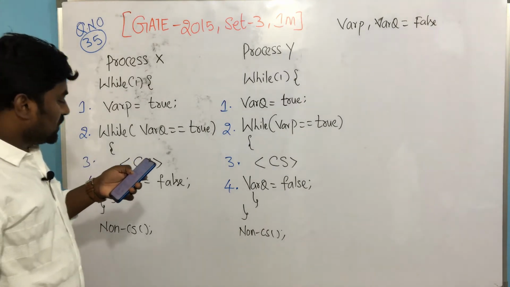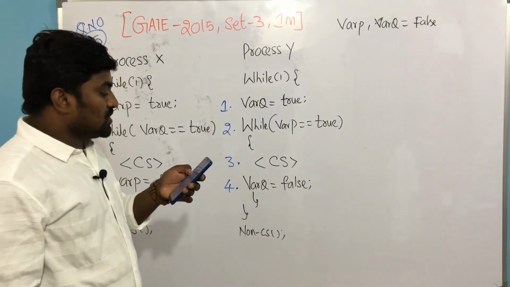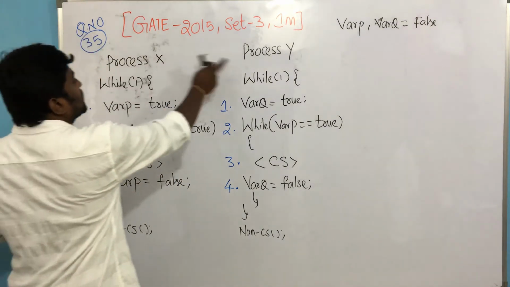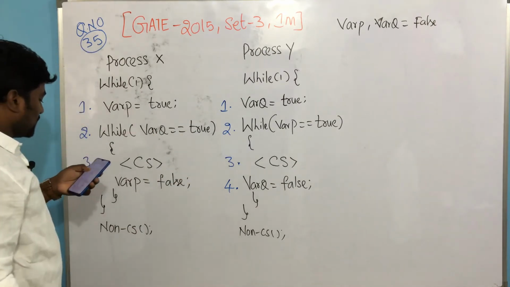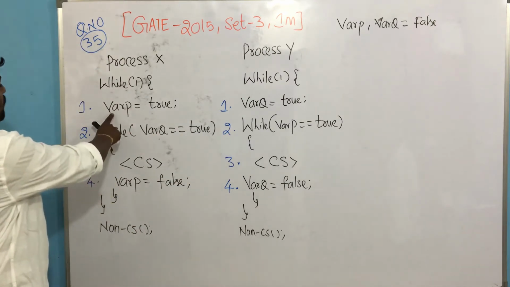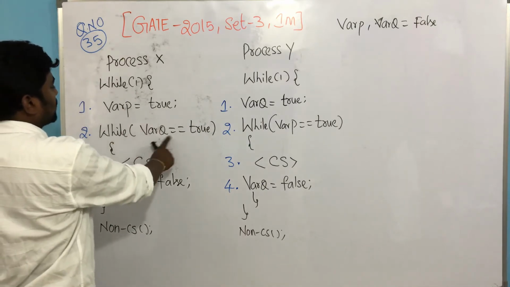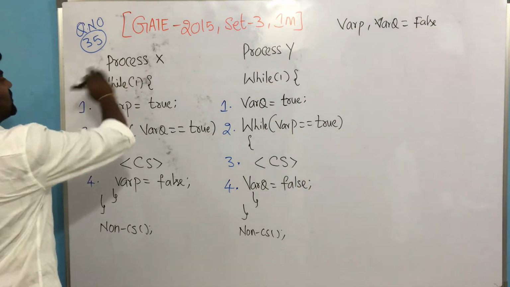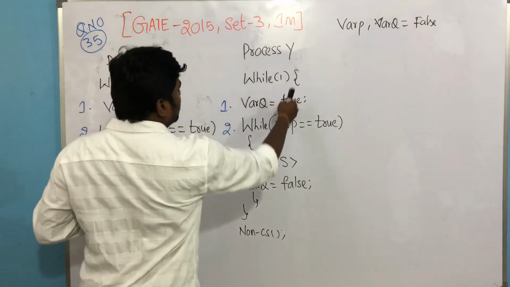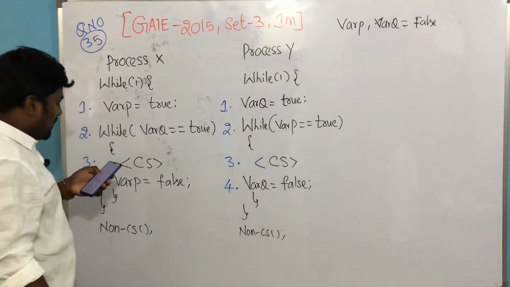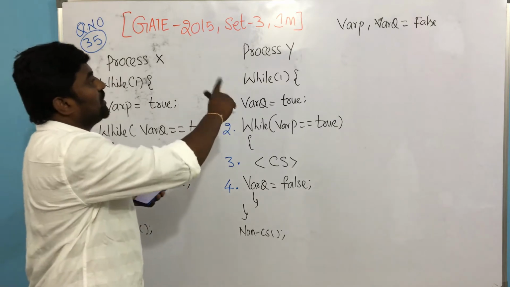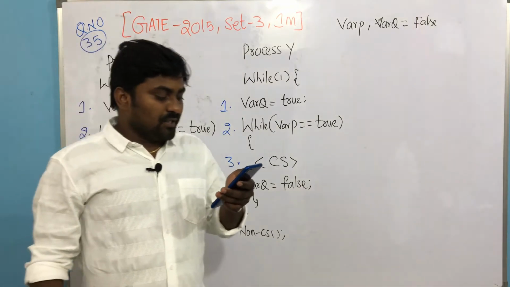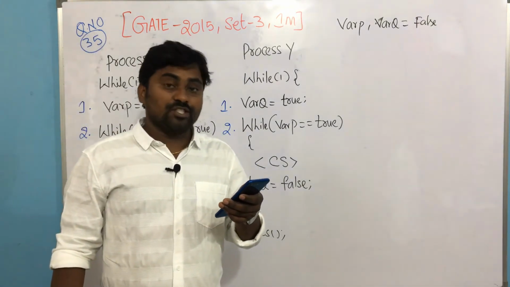Processes X and Y need to access the critical section. Consider the following synchronization construct used by both process X and process Y in the critical section. While var P equal to true, while var Q equal to true, enter critical section, make var P equal to false and come out to the non-critical part. Here also some non-critical section will be there. This is the critical section, and this is the non-critical section. Var P and var Q are shared variables and both are initialized to false.